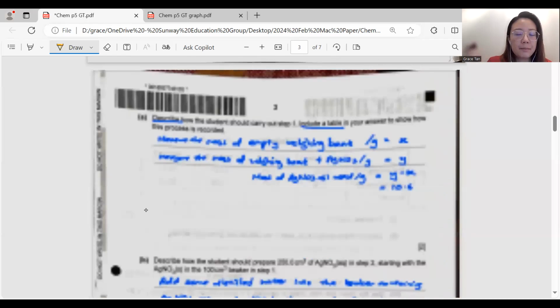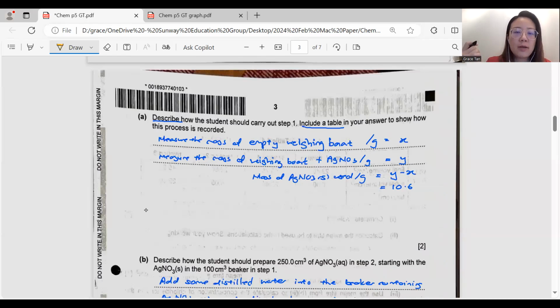Now, so describe how the student should carry out step 1. Include a table in your answer to show how this process is recorded. So if you look at step 1, you are supposed to use a weighing boat. So you want to measure by difference.